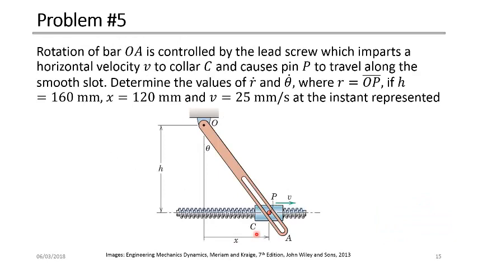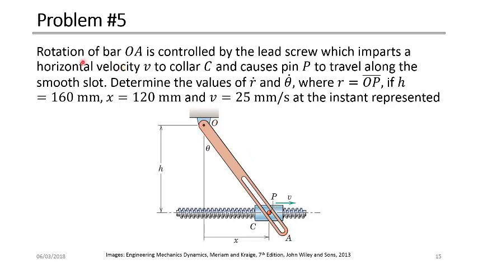Here is your last example, where we have a part called OP, and we have a screw and a collar. We can control the motion or the rotation of this arm using the screw. By rotating the screw, it moves the collar forward and backward, and then this pin slides up and down, and at the same time it rotates the arm OA. They call the total arm OA.